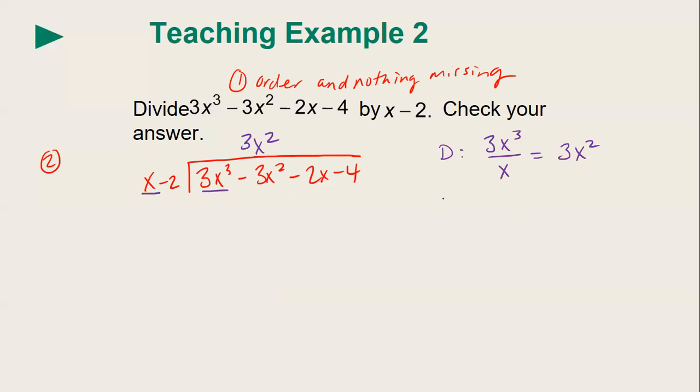All right, so we divide. Now we're going to multiply. When it says multiply, you're going to multiply your quotient by your divisor. So my divisor is x minus 2. So I'm going to multiply 3x squared times x minus 2. What do I get from that?